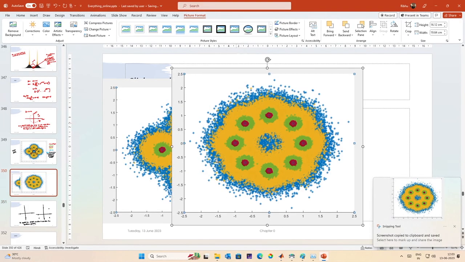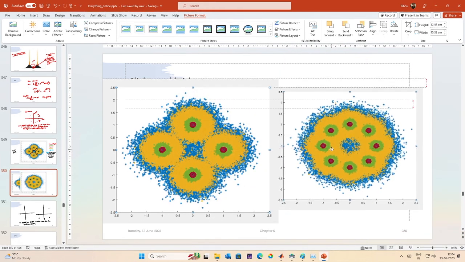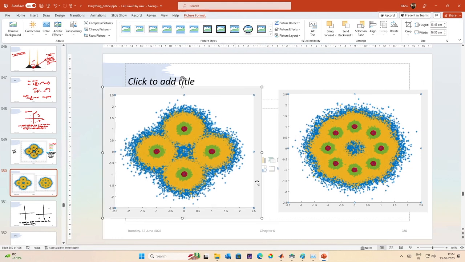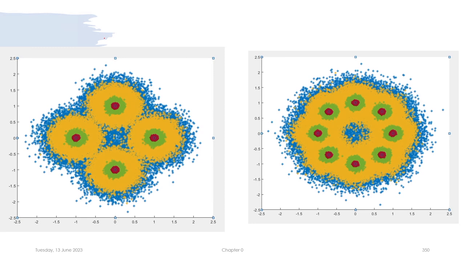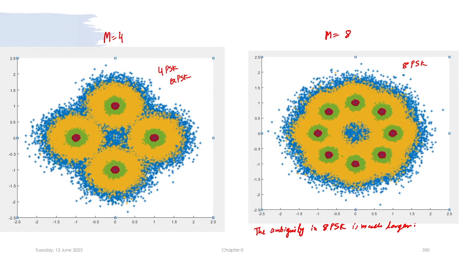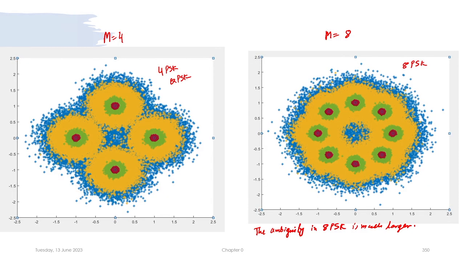So now we look at these two figures side by side. This is 4PSK, or QPSK. We see that the ambiguity in 8PSK is much larger, or the symbols in 8PSK are closer, so the ambiguity in 8PSK is much larger.